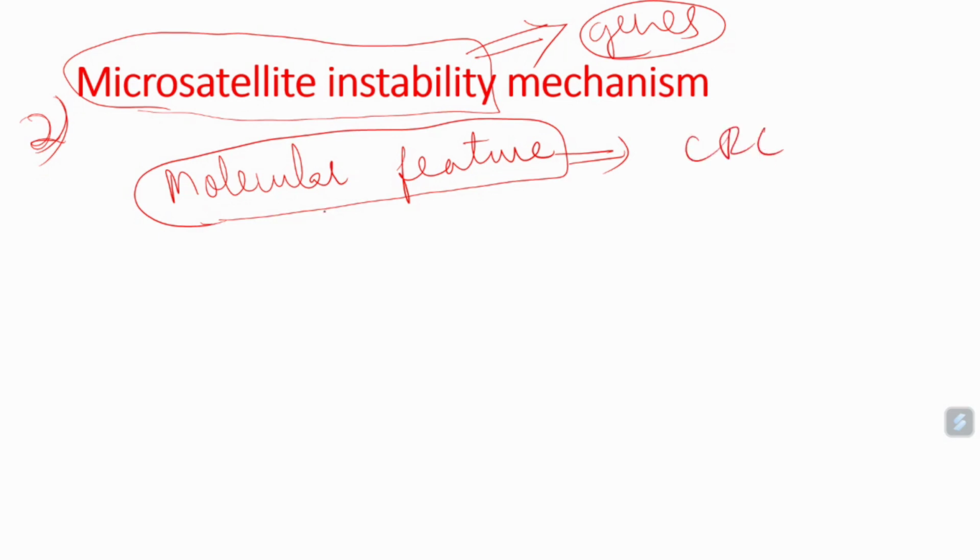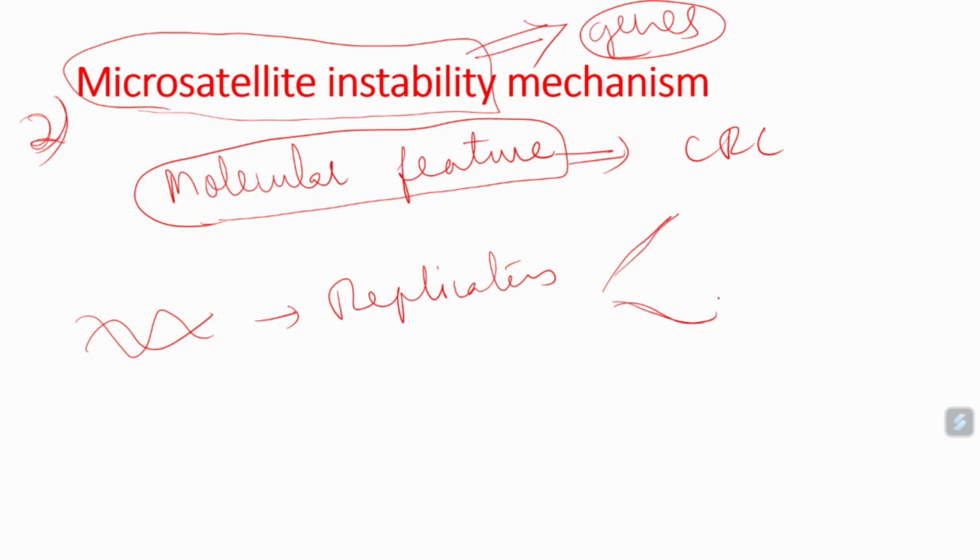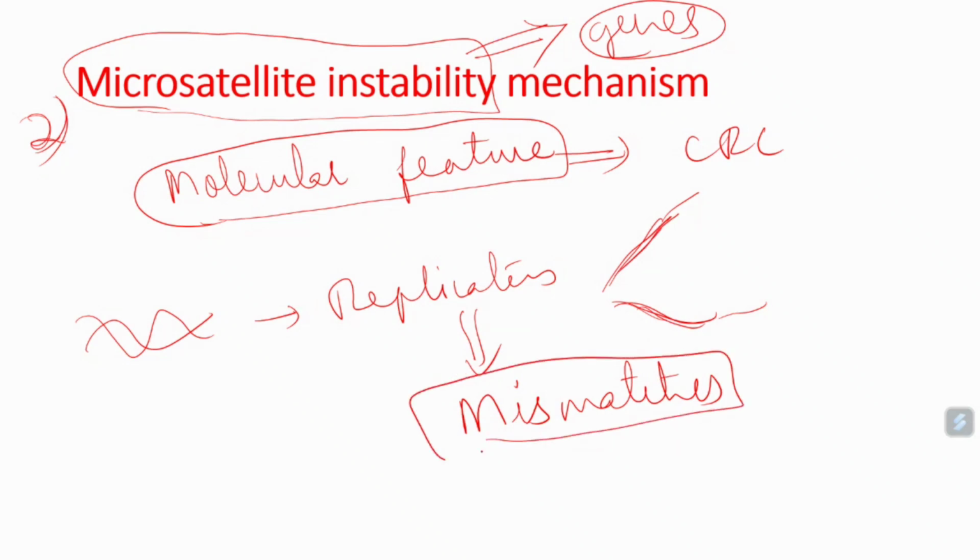Simple. Now I'll try to explain. Just imagine this is a DNA. When DNA replicates, it forms the DNA products, right? So when DNA replication occurs, base pairs are formed in the DNA strands. Whenever replication occurs, a few mismatches are seen in the DNA strand. Whenever these mismatches are seen in the DNA strand, what happens?